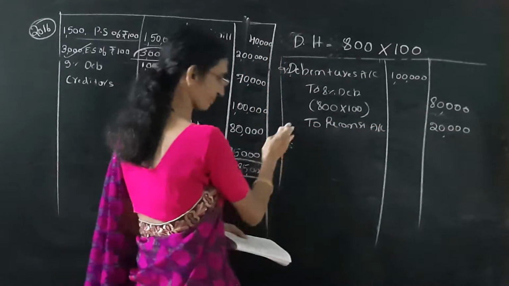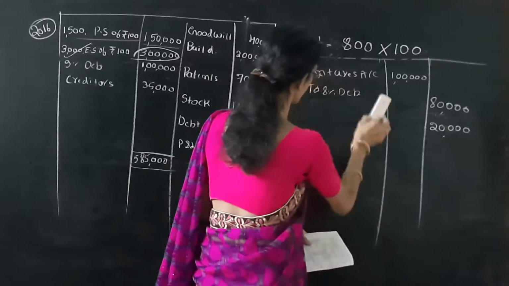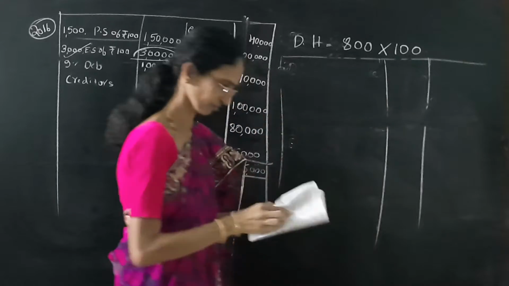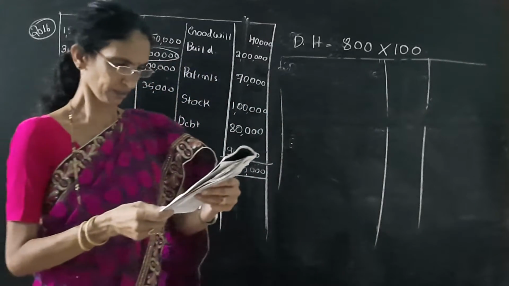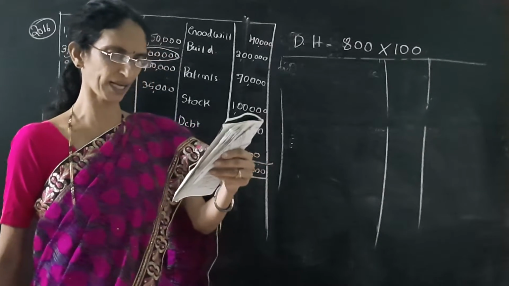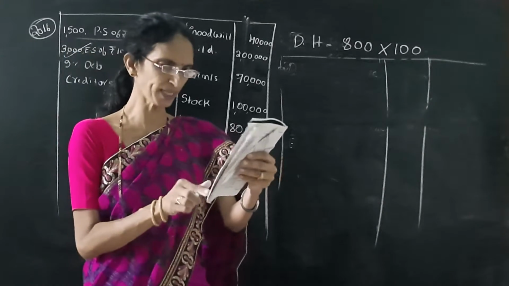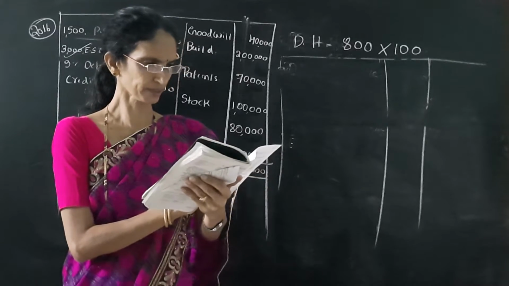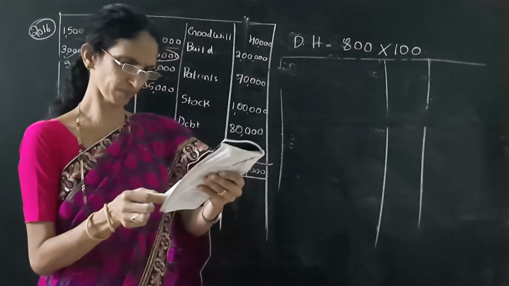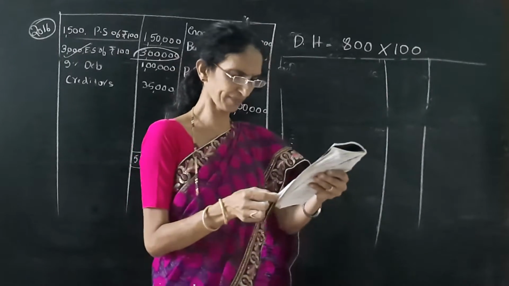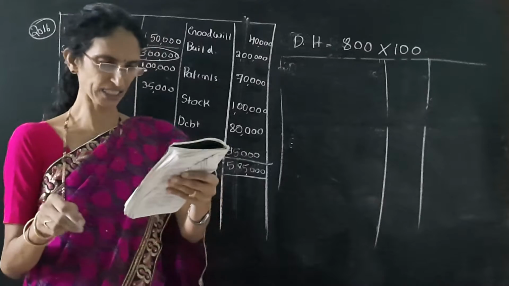Next journal entry is, all the fictitious assets including goodwill and patents were to be eliminated. Goodwill and profit and loss account were to be eliminated. So it should be the last entry.